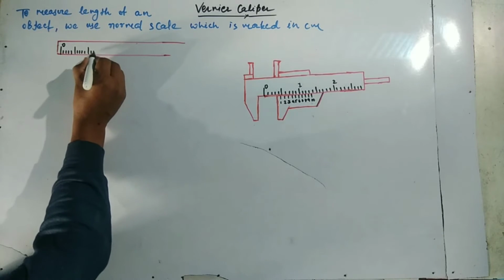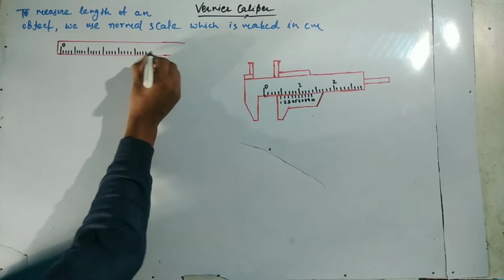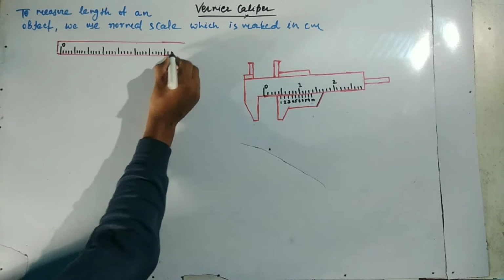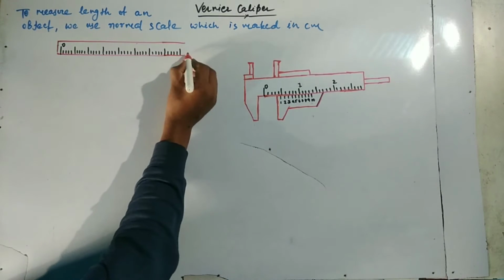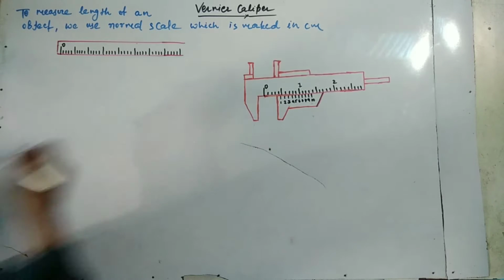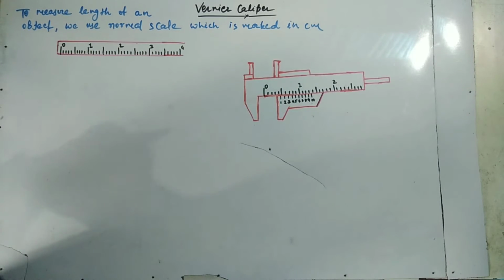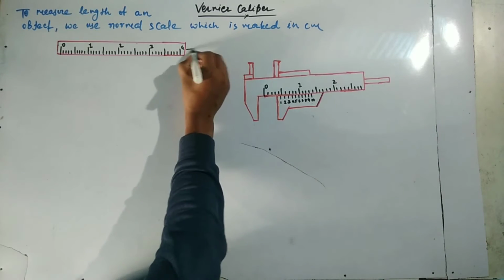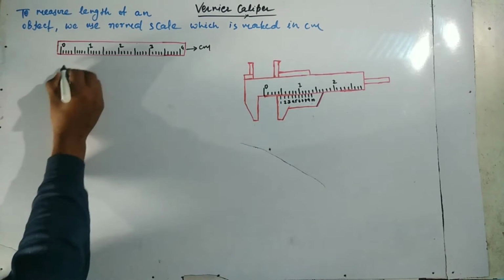For details, we draw a scale. Now we are drawing a scale. It is a scale which is marked in cm. That is, first start from 0 to 1 cm, next 2 cm, 3 cm, 4 cm, and like this. Now in the scale, 1 cm equals 10 divisions, that is, 1 mm equals 1 division.